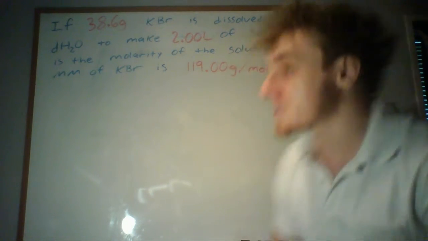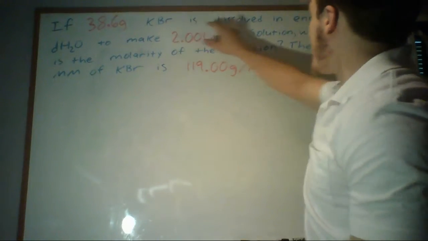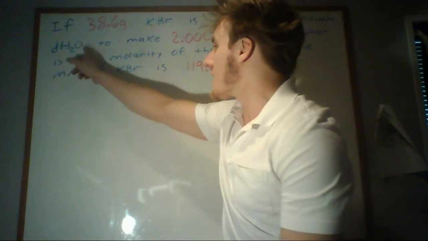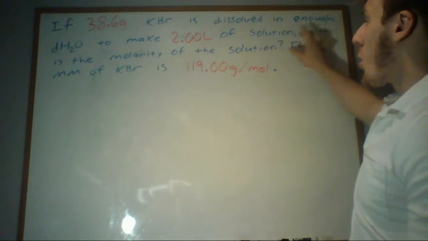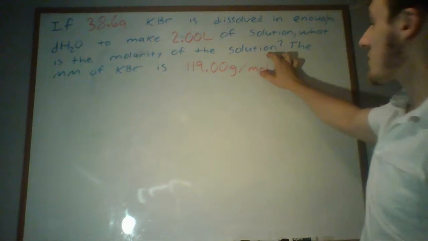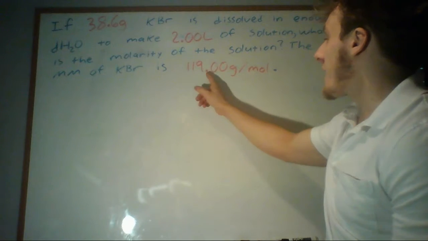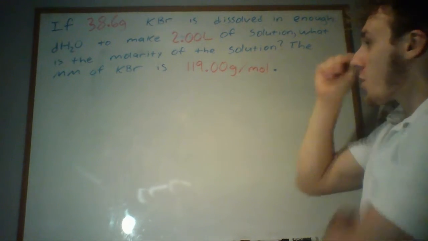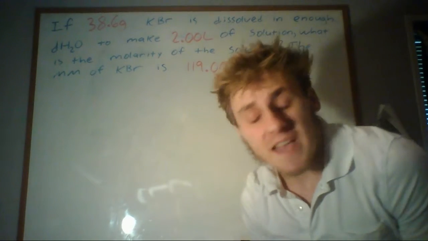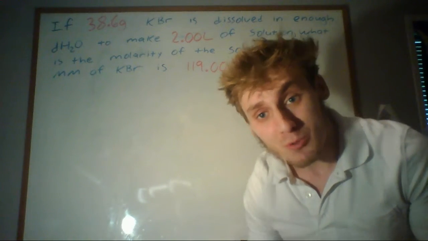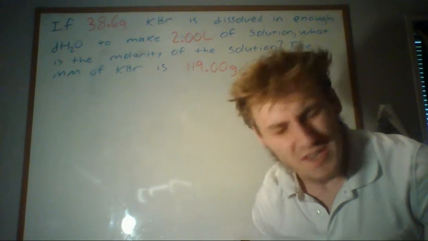So the problem reads, if 38.6 grams of potassium bromide is dissolved in enough deionized water to make 2.00 liters of solution, what is the molarity of the solution? The molar mass of potassium bromide is 119.00 grams per mole. Okay, so we're making this solution of potassium bromide and we're trying to figure out the molarity of the resultant solution. So, what is molarity?